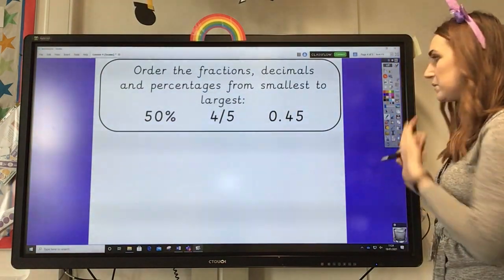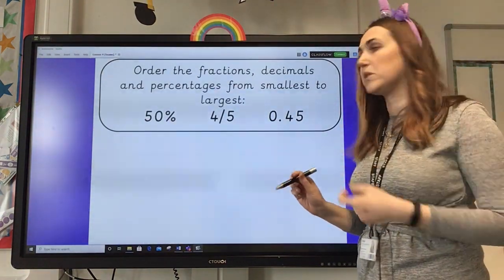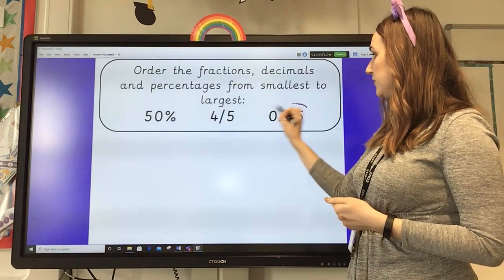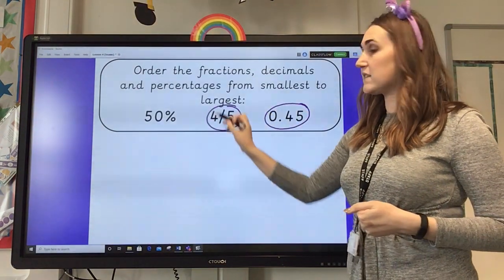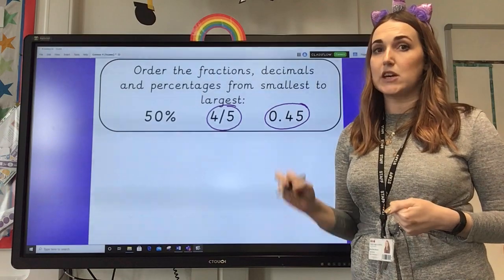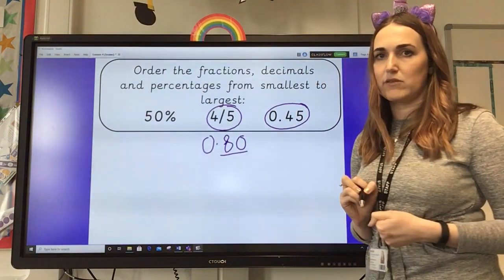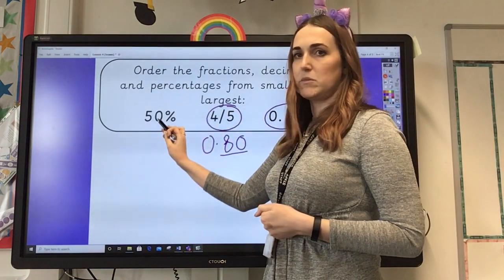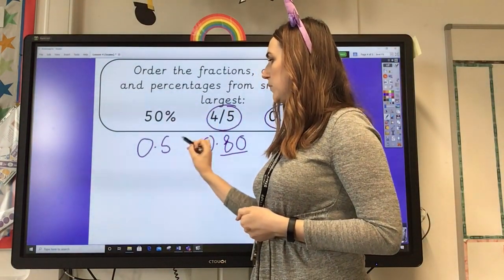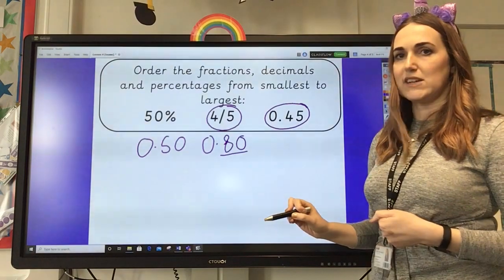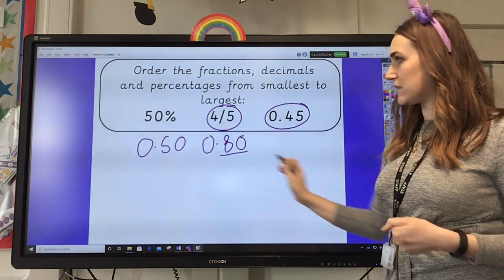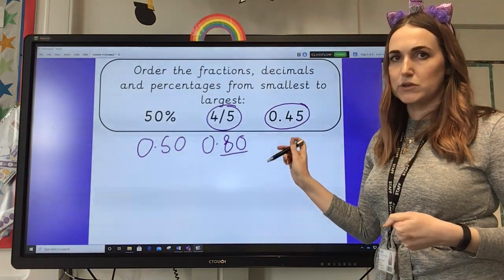And we'll also quickly do it with decimals, so can we turn them all into a decimal? Well, we've got 0.45 already as a decimal. 4/5, well, if we know it was 80 over 100, we can see that it would be 0.80. And then this as a decimal would be 0.50. So yet again, you could order them, put the decimals in order, and then go back and put the original number in order.